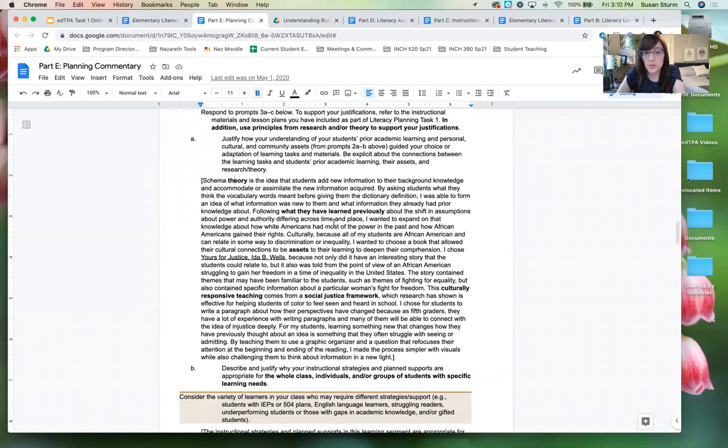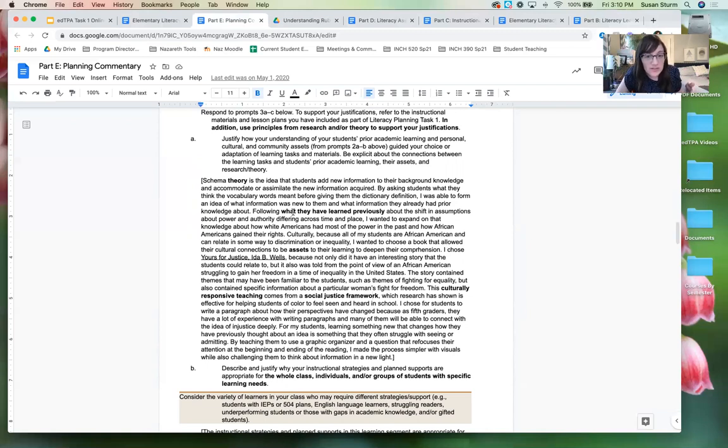So notice the bold print where you can use as a frame what you're talking about. So this person starts by talking about schema theory. This is the idea that students add new information to their background knowledge and they accommodate or assimilate new information by asking students to think about vocabulary before they get the definition. I was able to form an idea of what was new to them, what information they previously had. So it's loose, there's some research there that it's fine. It's a good mention. It's not the foundational reason for developing the lessons.